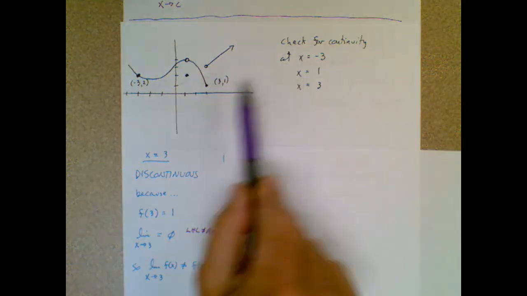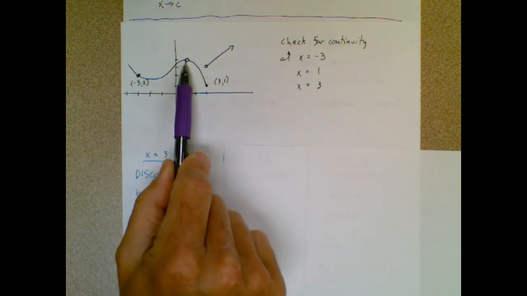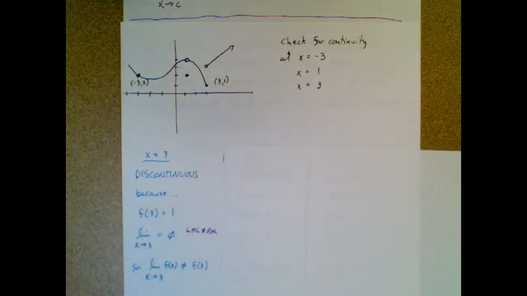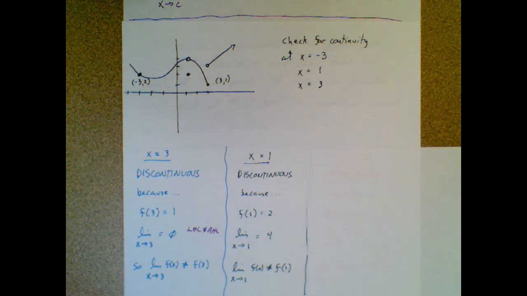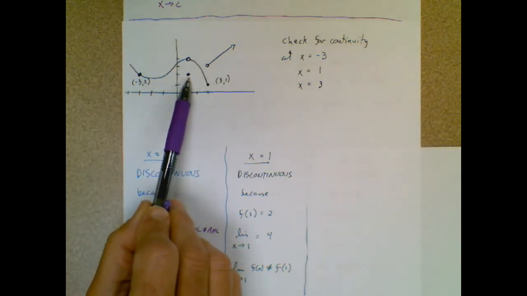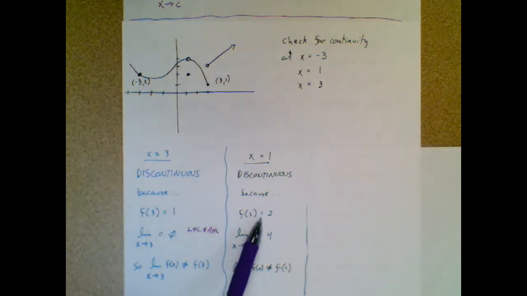Let's move on to the next one, x equals 1. You know that that is discontinuous. This is a point discontinuity. That was a jump discontinuity. And the way you would put the math definition into there is you would say, well, let's look at the function value. At x equals 1, the function value is 2. Let's look at the limit value.